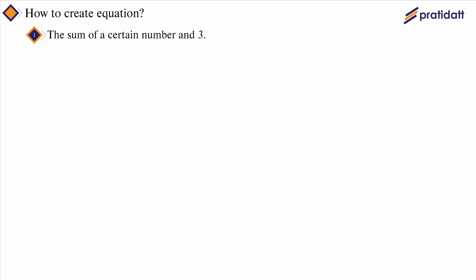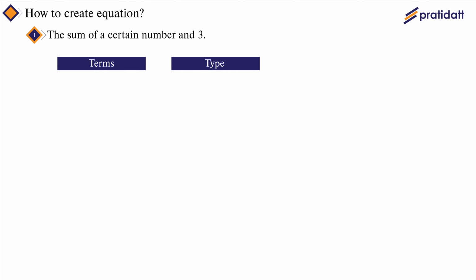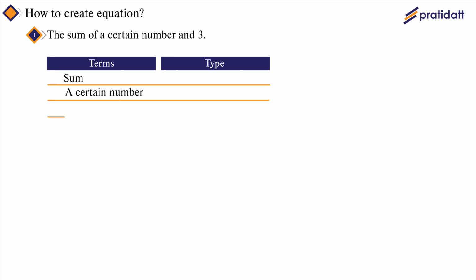First, the sum of a certain number and 3. First of all, read the sentence carefully and understand the meaning of the sentence. Now let's try to summarize the sentence. The sum of a certain number and 3. Here we have the words like sum and a certain number, and the number is 3.